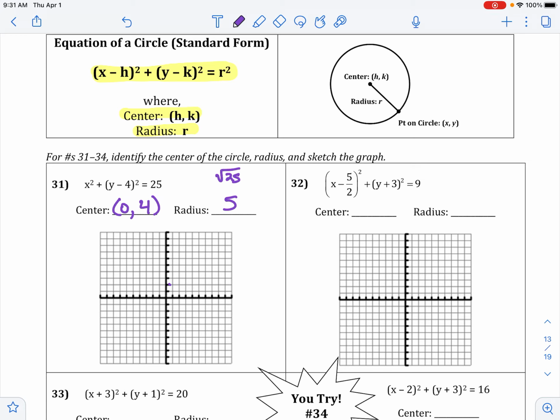So the center is at over 0, up 4. So 1, 2, 3, 4 right there. And then our radius is 5. So what we can do is go out 5 in all directions, and that'll give us 4 other points to draw through. Go 5 up, 5 left, and 5 down like that. And now we can draw our circle. My circles are going to be kind of lumpy. I'm not real good at drawing them, but there's our circle. That's a circle with center at (0, 4) and a radius of 5.